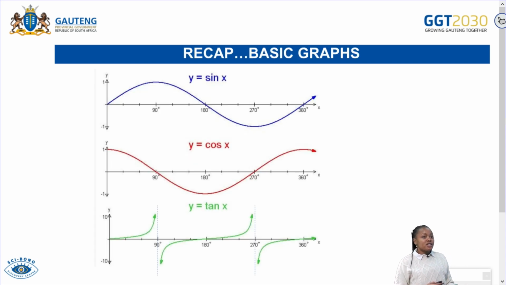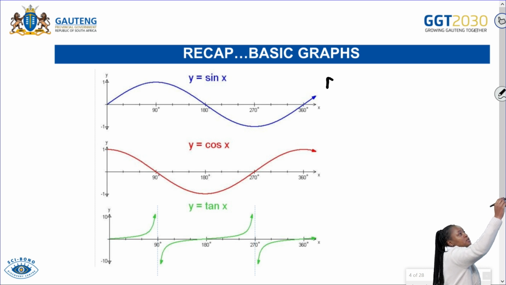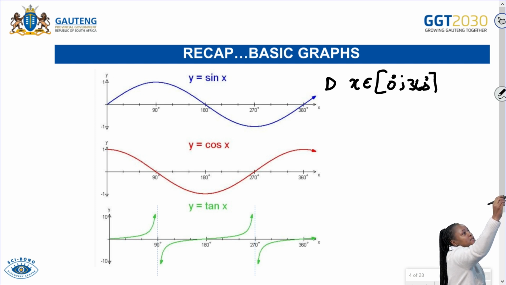Let's recap. Let's look at the basic graphs that you have done in grade 10. Already you have done the graph of sine x. You know how to sketch the graph of sine x. You know that if you start your domain from x is an element of 0 degrees to 360 degrees, it is going to start at 0.